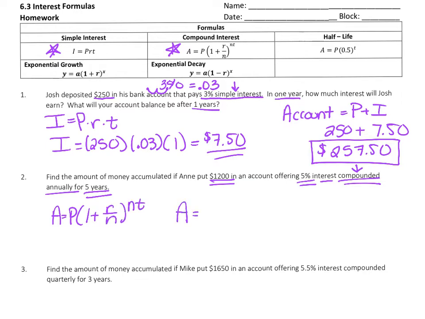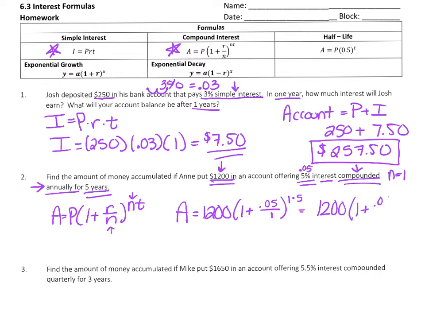So A equals, well, that's the final amount, so we don't know that yet. P, again, is the principal or the starting amount, so that's $1,200. R is my rate, but again, my percent has to be turned into a decimal, so 0.05 over. N is the number of times it's compounded. So this says it's compounded annually, which means it's compounded 1 time per year, so my N is going to be 1. So 1 is going to go in for this N and for this N. And then 1 times 5 years. So in my calculator, I'm going to enter 1,200 times 1 plus 0.05 over 1 to the 5th power.